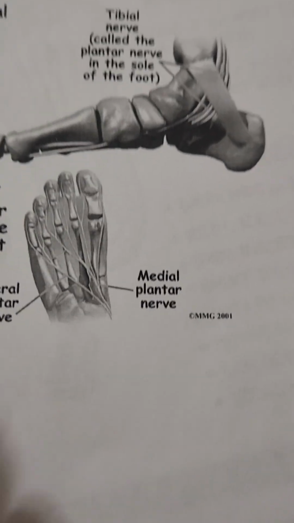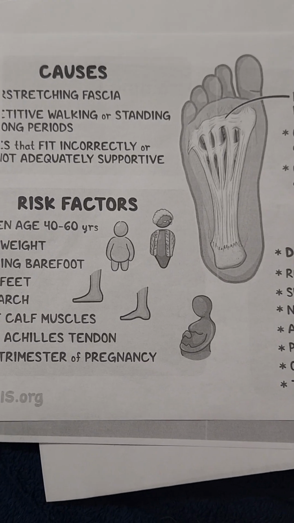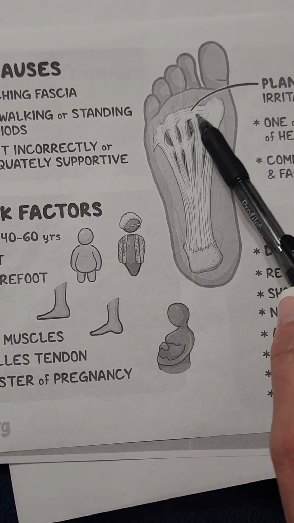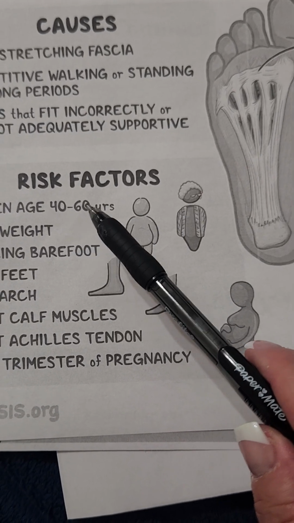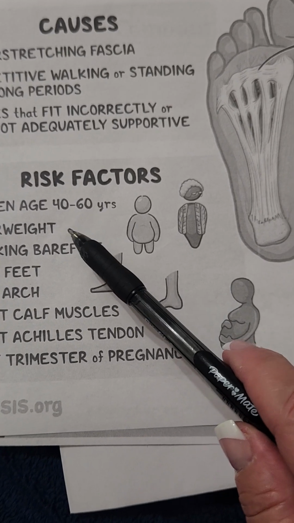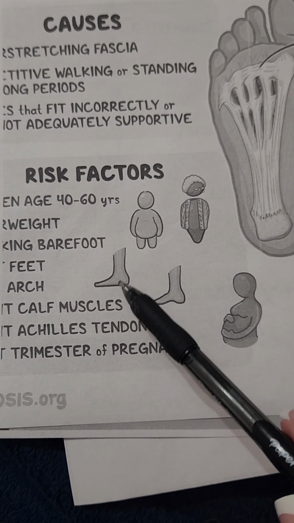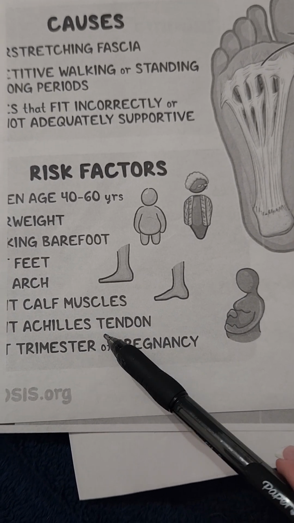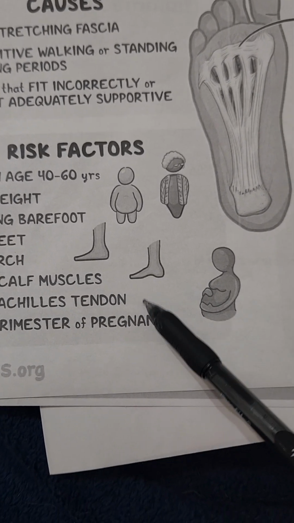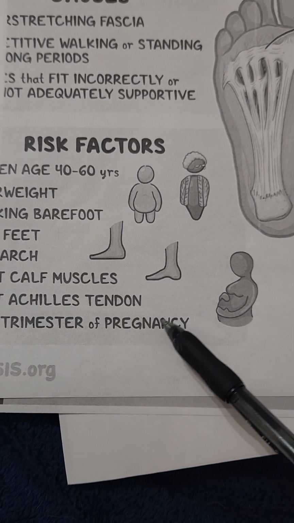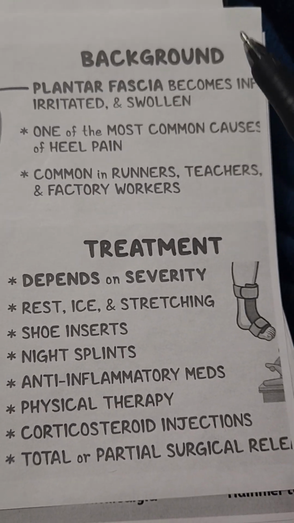Medial plantar nerve there. This is plantar fasciitis, which is just the stretching of the fascia. Fascia there, there's the muscles. Risk factors: between 40 and 60 years of age, overweight, going barefoot. There's the arch, calf muscles, Achilles tendon. Last trimester of pregnancy, because you have that baby that's weighing you down. That can be a risk factor.